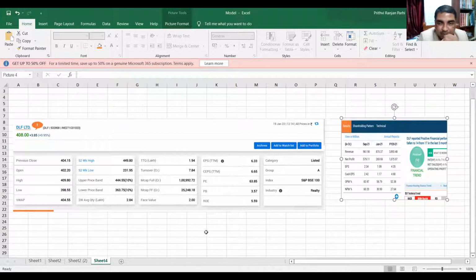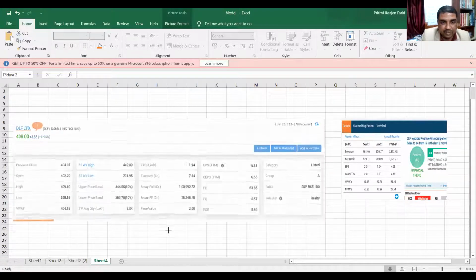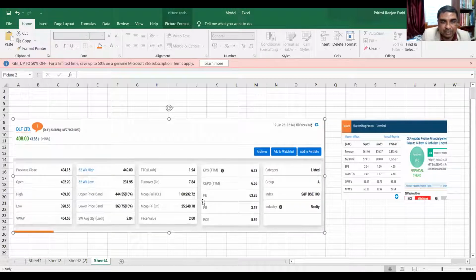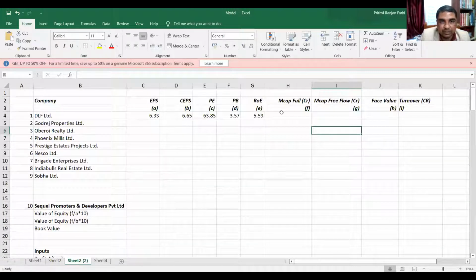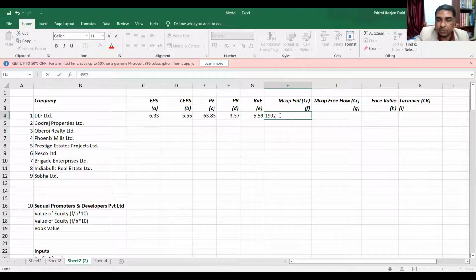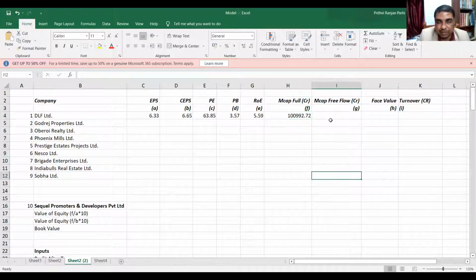Can you tell me? Are you able to read it, or are the fonts a bit too small? Are you able to read it? Yes, sir. Full market cap is 1,992 crores. So 1,992.72. Mind you, this is in crores. Okay, correct figure.